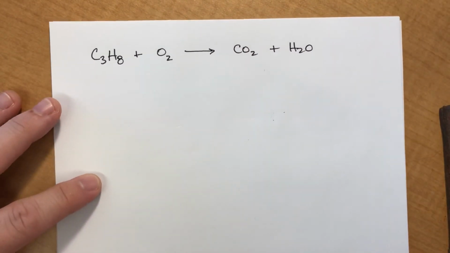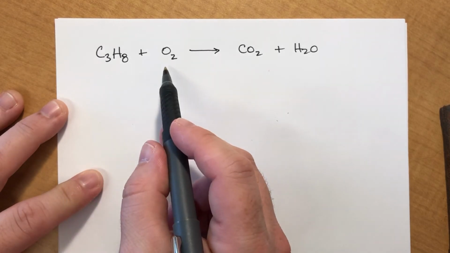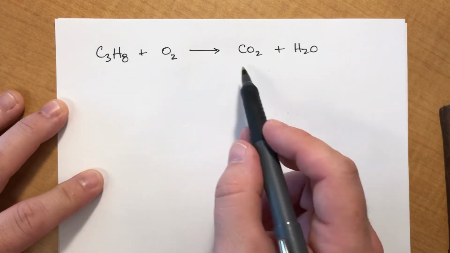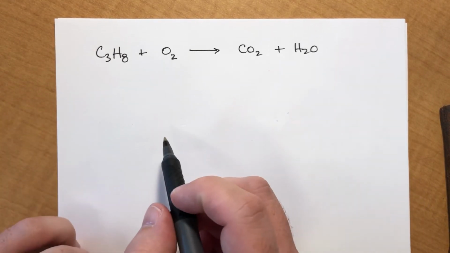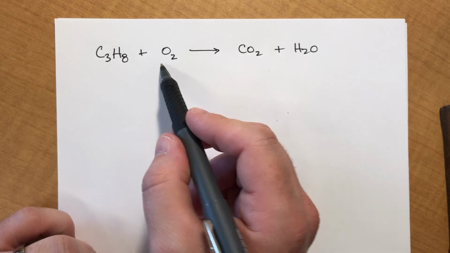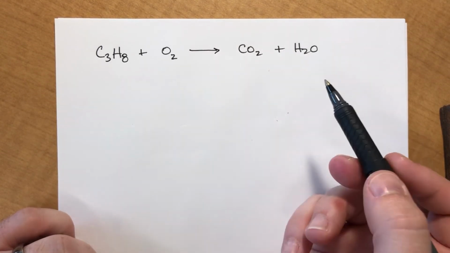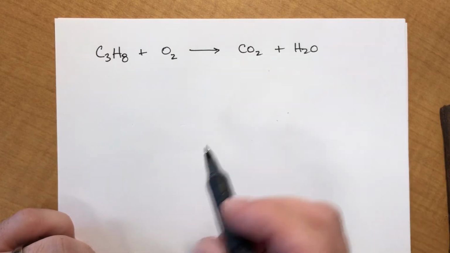This is an example of something called a combustion reaction. If you take an organic compound and you react it with oxygen, the only products you ever get are CO2 and water. Pretty much any compound that reacts with oxygen and basically forms fire is a combustion reaction. So this also works with magnesium, works with a lot of metals.